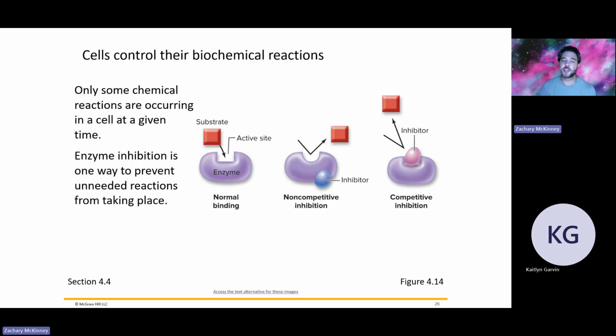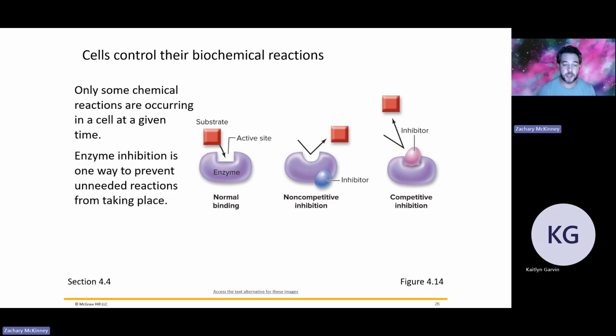Because only some reactions need to occur at a time. If you are not going through puberty, or if you are already outside of your puberty stage, your body doesn't really need to be producing that much testosterone or estrogen or whatever it may be. And so you can start to inhibit those processes, and you don't really need to be doing it, right? It's one of those things like, well, why is the 7-year-old producing so much testosterone? Let's go get it checked out. Something's not right. And so this enzyme inhibition prevents unneeded reactions from taking place.